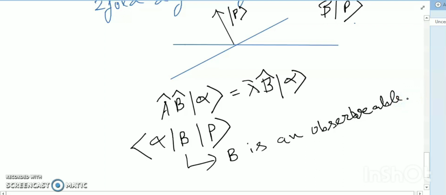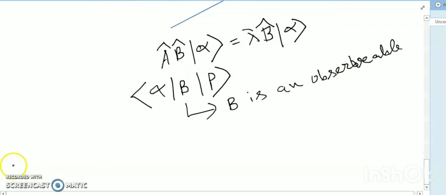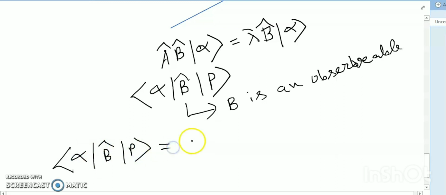Okay, observable means orthonormal basis. Those who have orthonormal basis, which we proved means that B is Hermitian. Therefore, we can move it to the other side of the inner product. So we can write the inner product of alpha with B P as the inner product of B alpha with P.